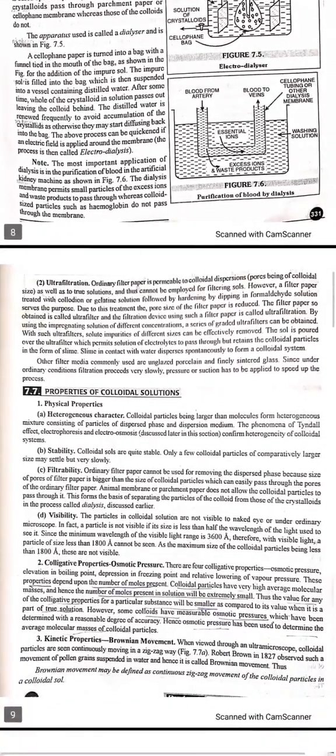Ultrafiltration: ordinary filter paper is permeable to colloidal dispersions as well as to true solution, and thus cannot be employed for filtering sols. However, a filter paper treated with collodion or gelatin solution followed by hardening by dipping in formaldehyde solution serves the purpose. Due to this treatment, the pore size of the filter paper is reduced. The filter paper so obtained is called ultrafilter, and the filtration using such a filter paper is called ultrafiltration.